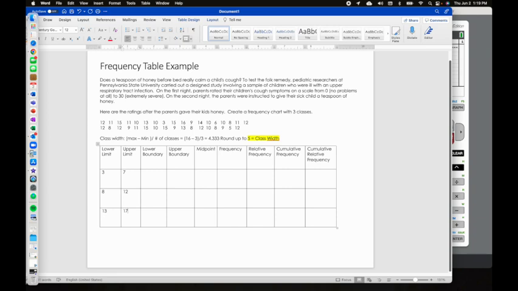Now for the lower boundaries and the upper boundaries, we want to fill the gap. Because later on in the next chapter, we are going to start drawing histograms, and we use frequency tables to draw histograms.